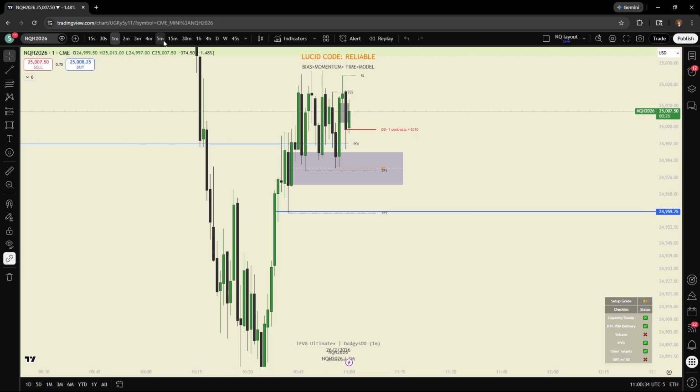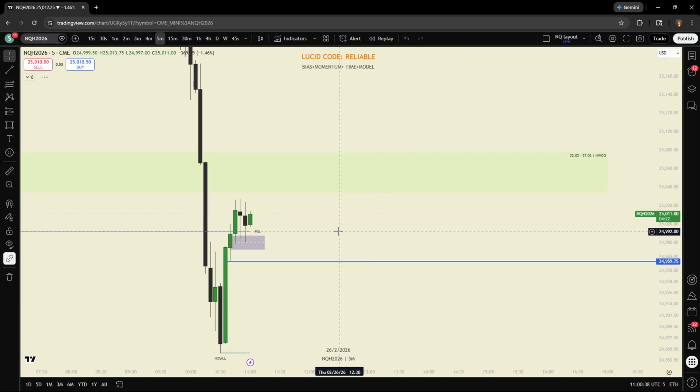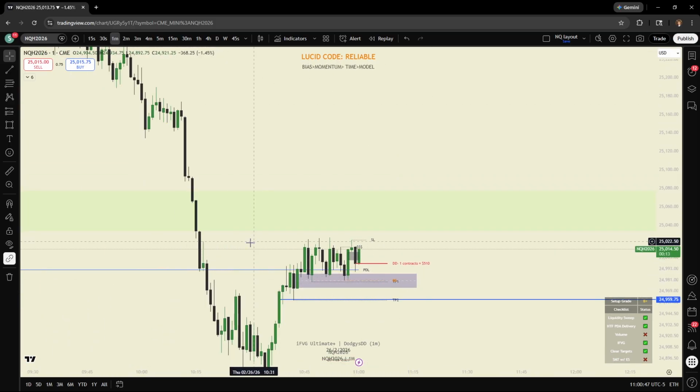So I think the dream scenario right now would be for longs if we were to pull back to this unfilled 5 minute gap and then go V shape. Basically just AMD in either direction would be the dream scenario.